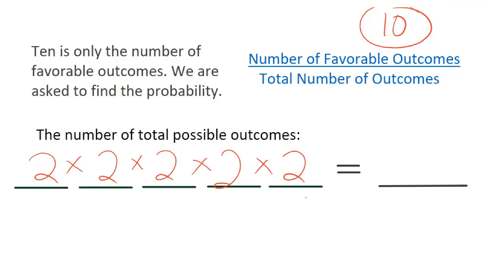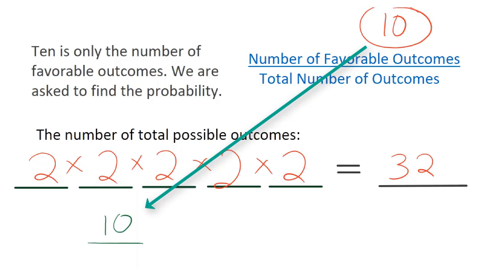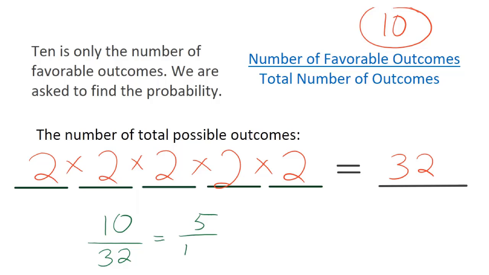And that of course equals 2 to the 1, 2, 3, 4, 5th power, and that is 32. So continuing, we'll write our probability as the number of favorable outcomes, 10, divided by the total possible outcomes, 32, and then of course reduce our fraction to 5/16.